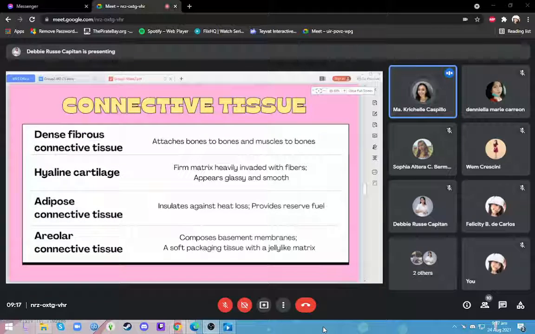Attaches bones to bones and muscle to bones: dense fibrous connective tissue. Matrix heavily invaded with fibers, appears glassy and smooth: hyaline cartilage. Insulates against heat loss, provides reserve fuel: adipose connective tissue. Composes basement membranes, a soft packaging tissue with a jelly-like matrix: areolar connective tissue.